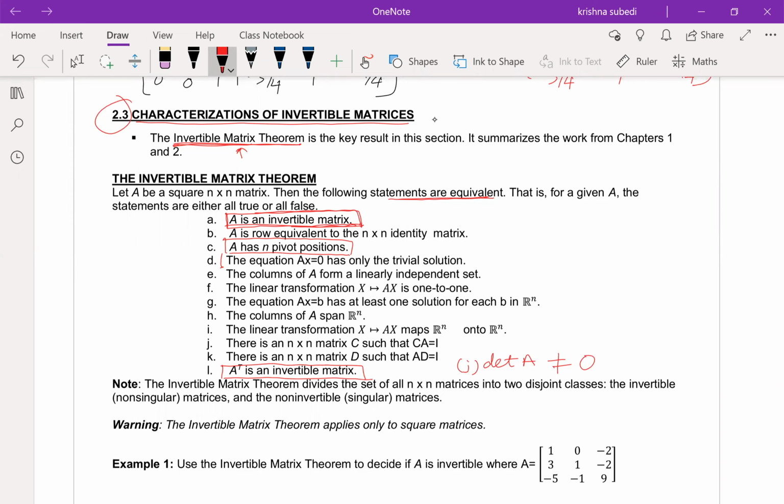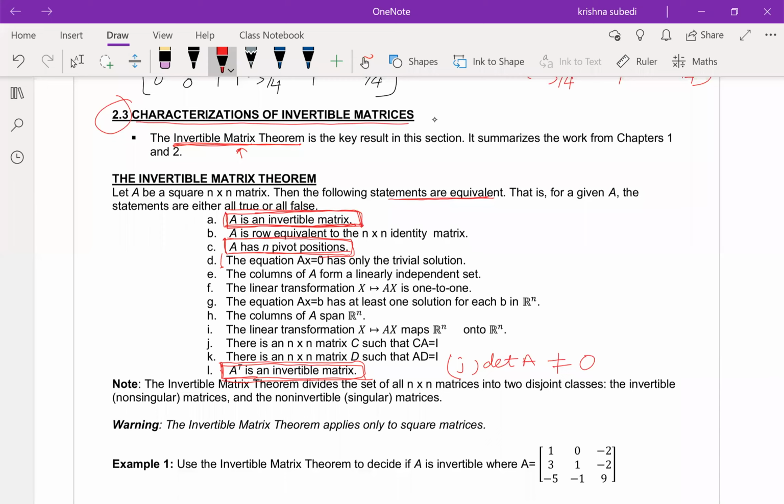Now suppose A is invertible, then A has n pivot positions. A transpose is also an invertible matrix. If A is invertible, then A transpose is also invertible. And then I'm going to add one more property here, J: the determinant of A is not equal to 0.